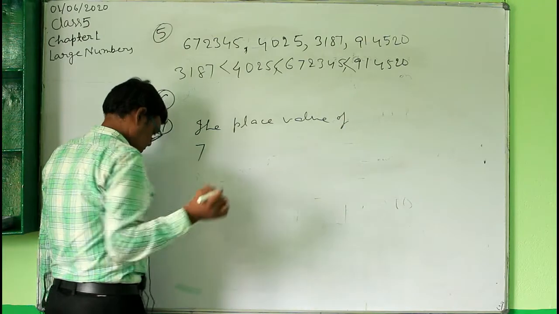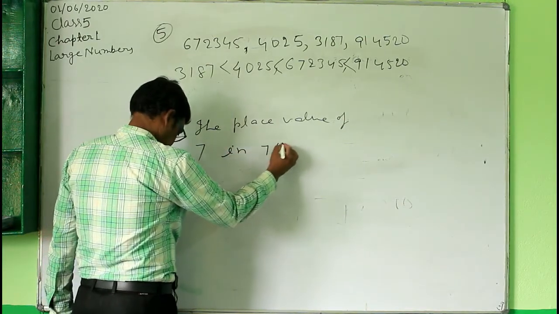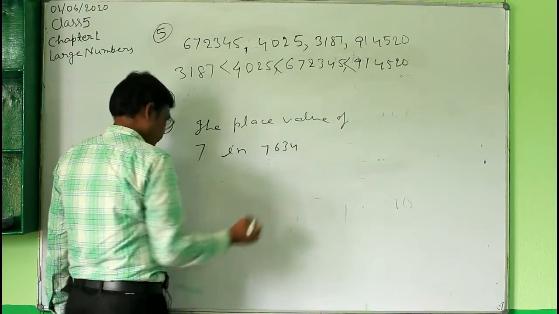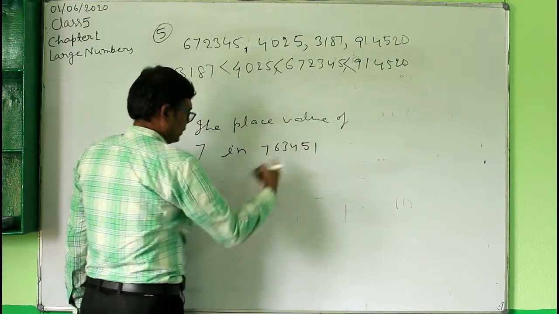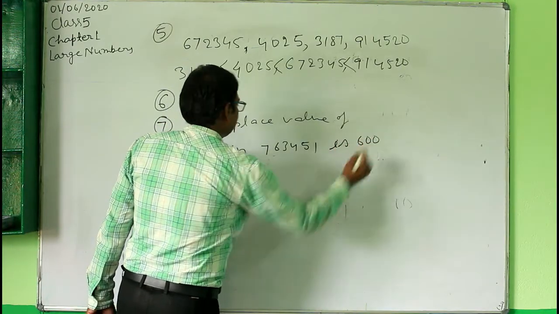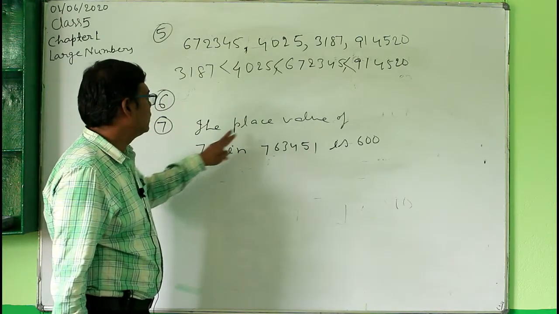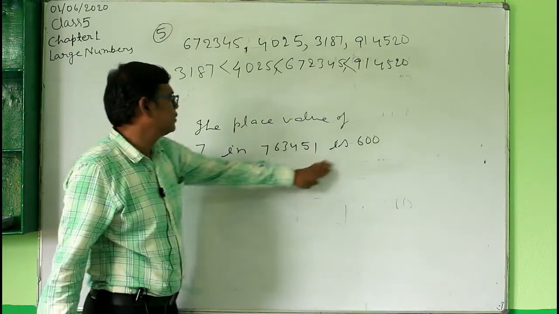Place value of 7 in 763,451. That is, the place value is 600. Now see whether this is correct or not. The place value of 7 in this number is 600.